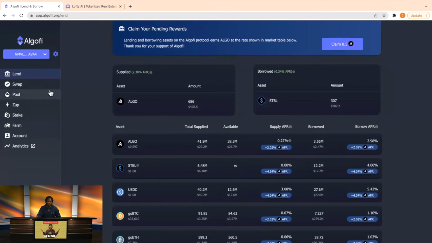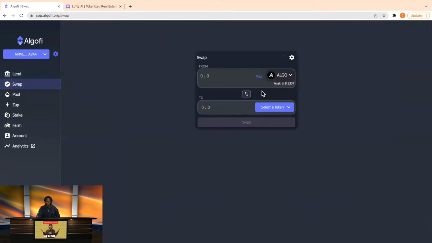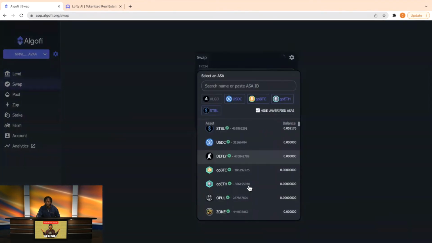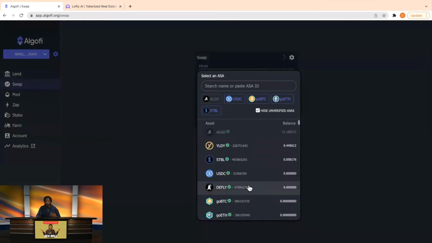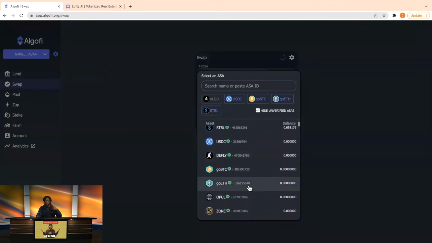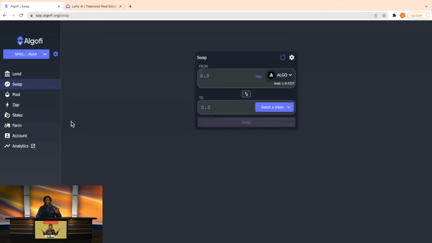That's the difference, okay? So if you supply any one of these assets, you see the supply APR and the borrow APR, right? Then we have a swap feature. This is essentially the Tinyman version, or Algofi version of Tinyman, where you can swap assets directly from their site. It's a decentralized exchange.